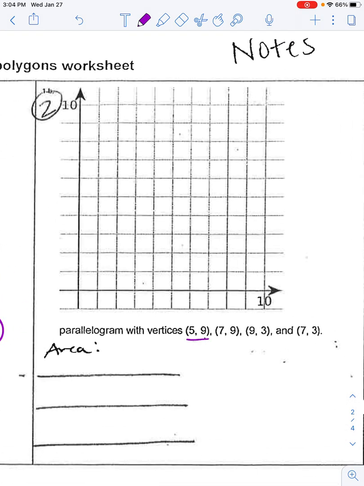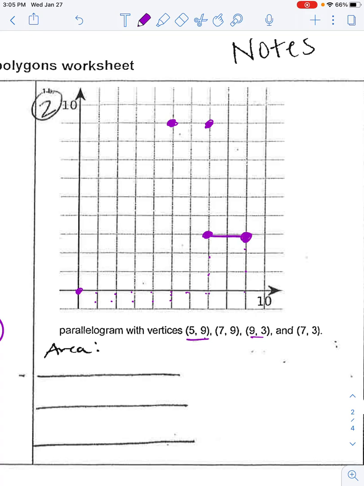Okay, let's do another one. We're going to plot 5, 9. Always go to the right first. Right here is 0. 1, 2, 3, 4, 5, and up 9. 7, 9. 5, 6, 7, up 9. 9, 3, to the right 9, 1, 2, up 3. And 7, 3, to the right 7, 1, 2, 3, 4, 5, 6, 7, up 3, 1, 2, 3.